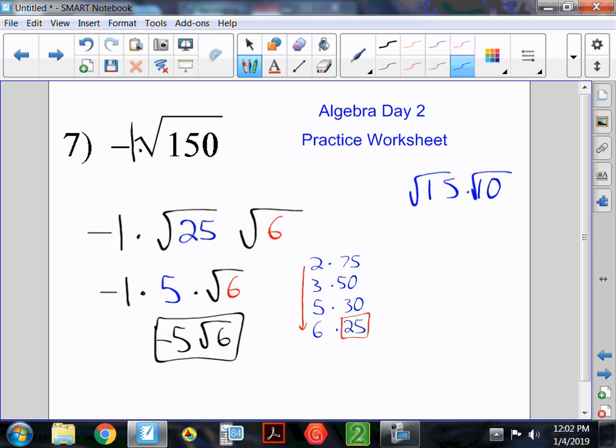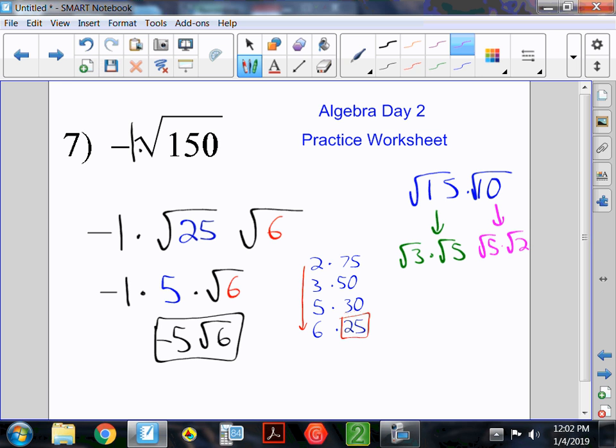The idea with the other strategy is to try to create perfect squares if you don't see any. So right now I have the square root of 15 and the square root of 10, which are not perfect squares, and so I'm going to break those down even more. For 15, I have the square root of 3 and the square root of 5. And for 10, I have the square root of 5 and the square root of 2.